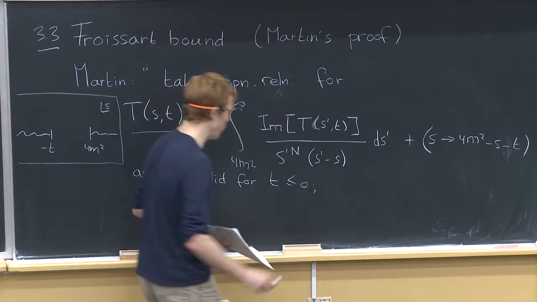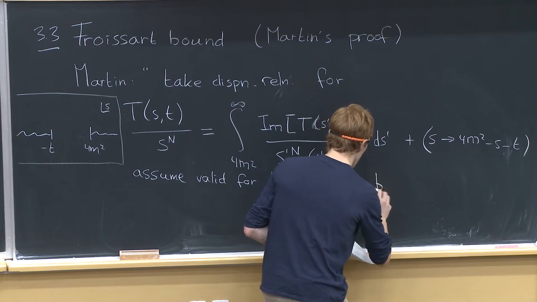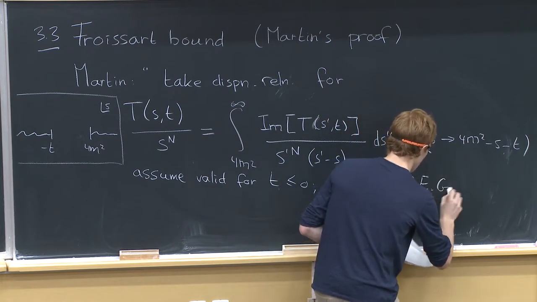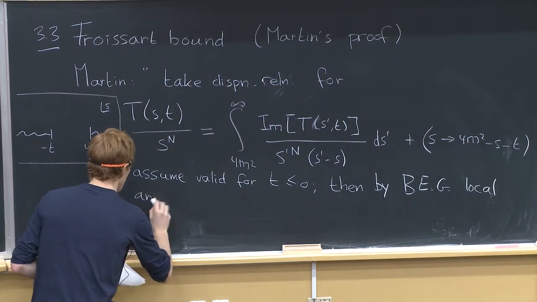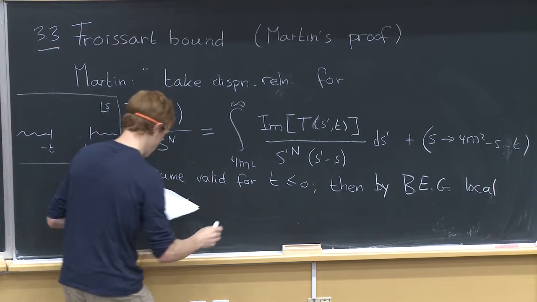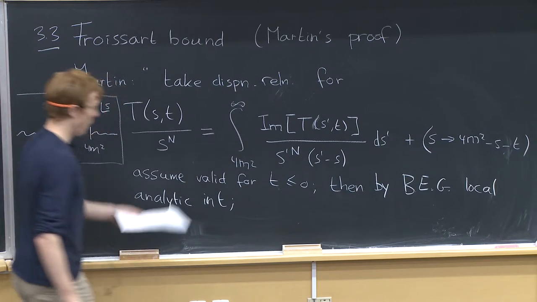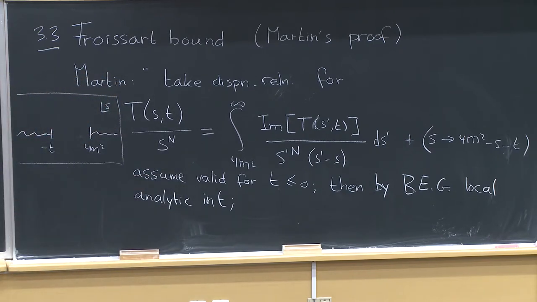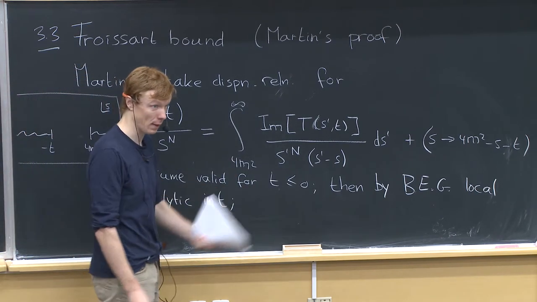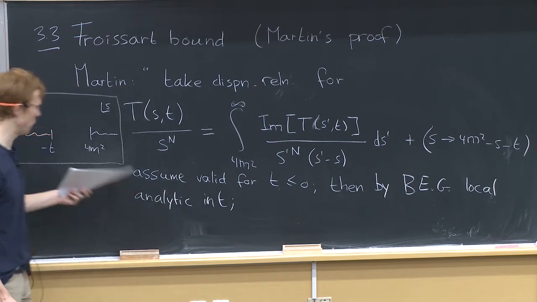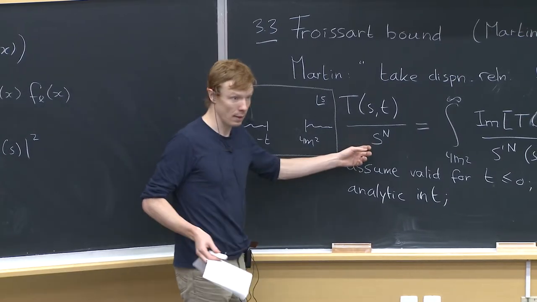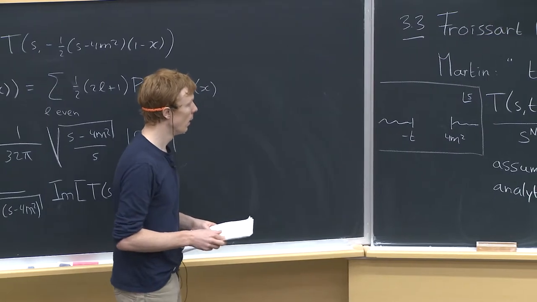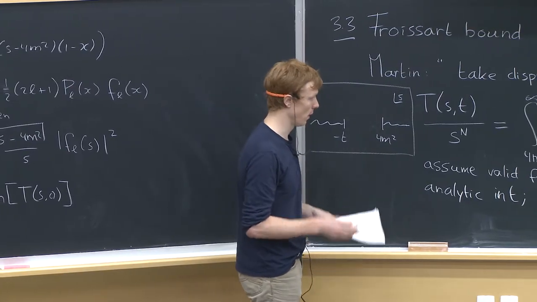Then Martin said, well, we have this nice result, which you could prove, but we also have this Brose-Epstein-Glaser result, which says that this thing is locally analytic in both S and T. The analyticity in S here is manifest, but near every point where it's analytic in S, this is also analytic in T. In particular, for T equals 0, it's locally analytic in T. So it seems that this dispersion relation, which initially you proved for T less than or equal to 0, you may be able to extend it, and its validity may be a bit bigger, and it may in particular be valid also for some range of positive T.